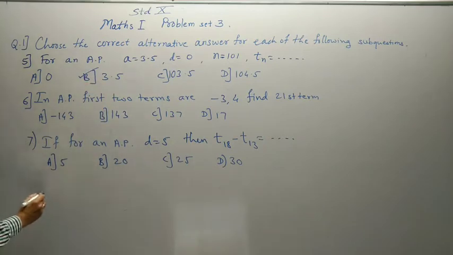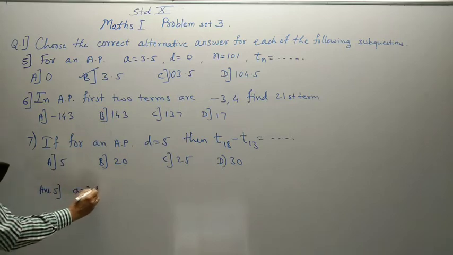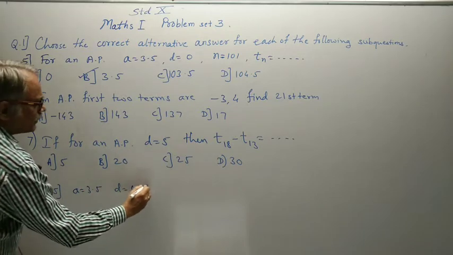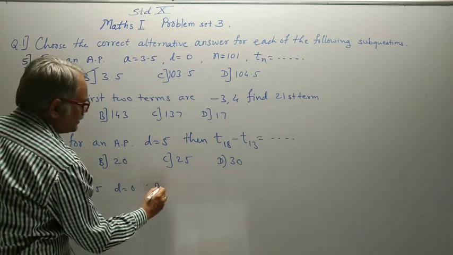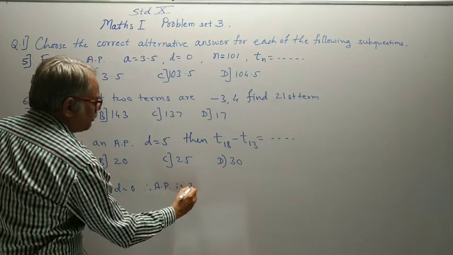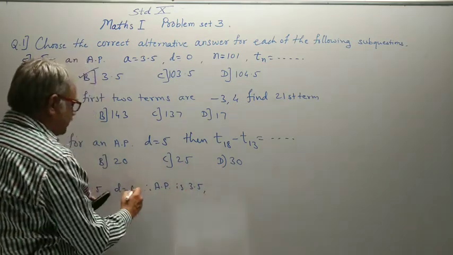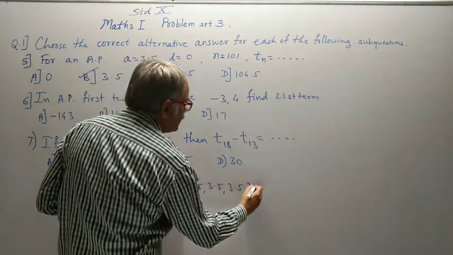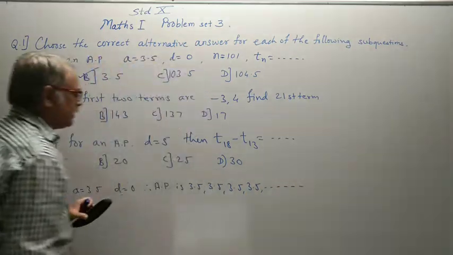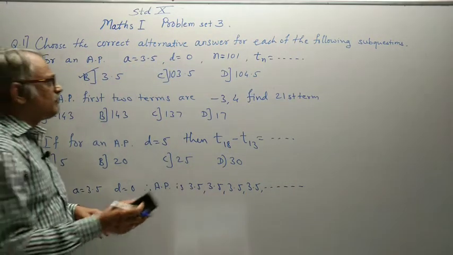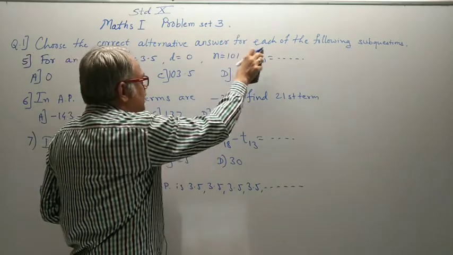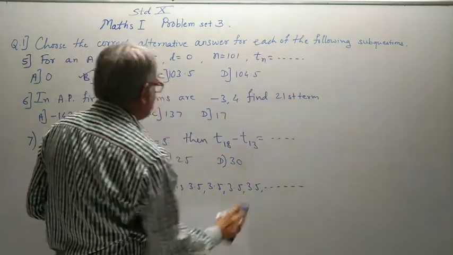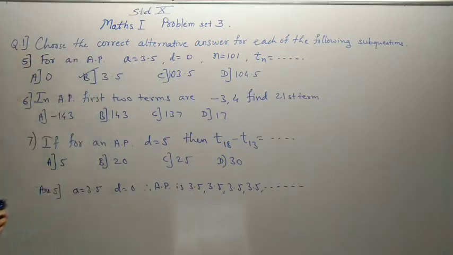I will explain here the rough work for the 5th. Answer for the 5th: A is 3.5, D is 0. Therefore the sequence or AP is 3.5 as the first term. For the next term add D, 0, in that. 3.5 plus 0 is 3.5. Again add 0. So all terms will be 3.5. So the 100th term is also 3.5. The 101st term, which is asked, T101, is also 3.5. So the correct answer is 3.5.